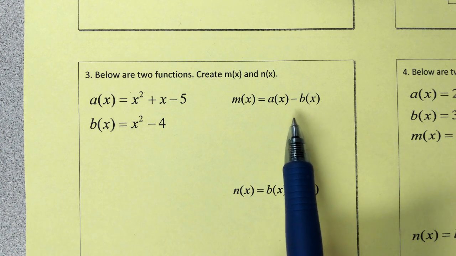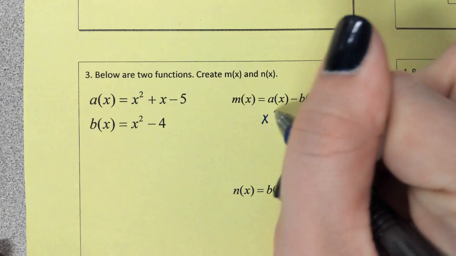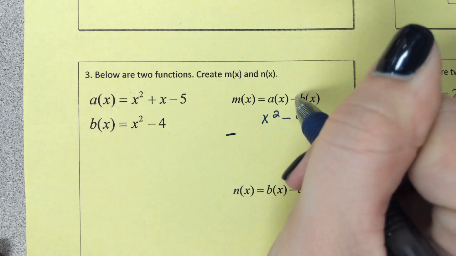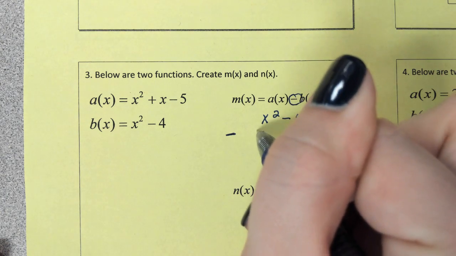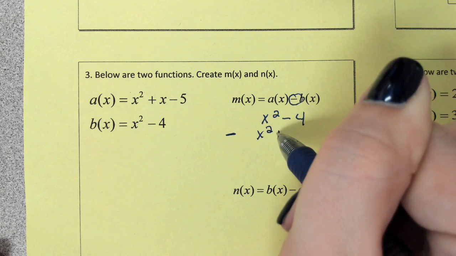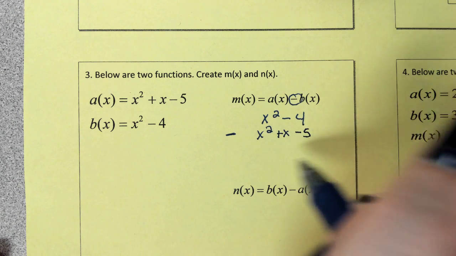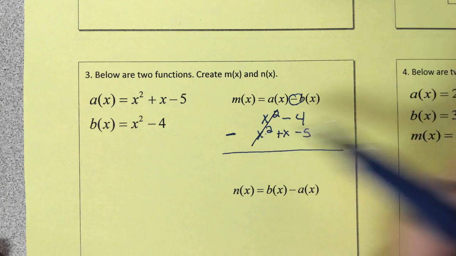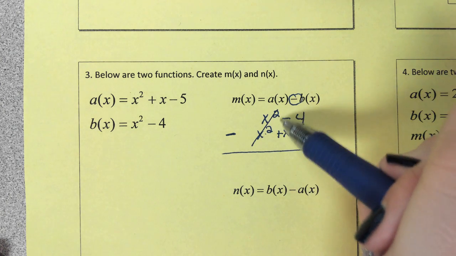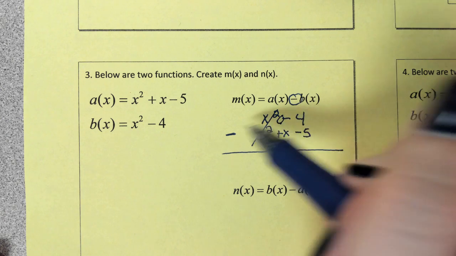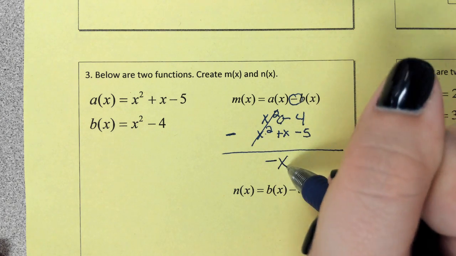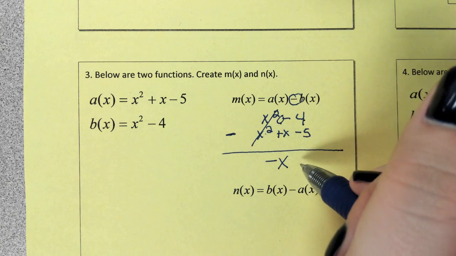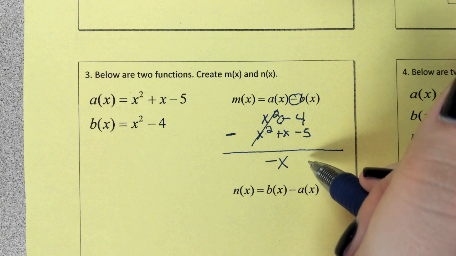So on the first one, I have a of x first. I'm going to write x squared minus 4. And then subtract, because that's the sign that's there, x squared. I've got to squeeze that in, plus x, and then minus 5. I didn't leave enough space there. Sorry about that. So x squared minus x squared, well, those actually cancel. You don't have an x, so you just have 0 minus x, so it's a negative x. And then -4 minus -5 becomes 1.